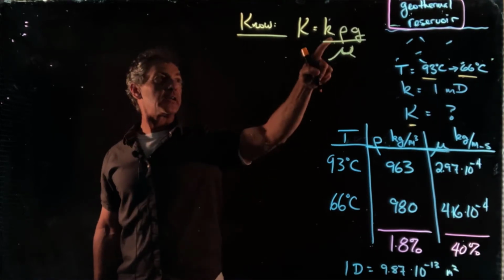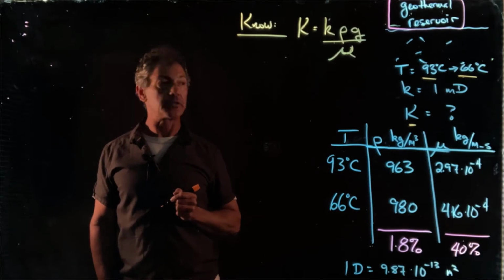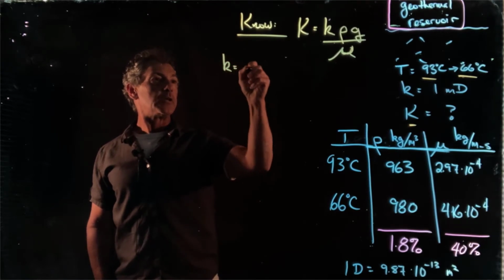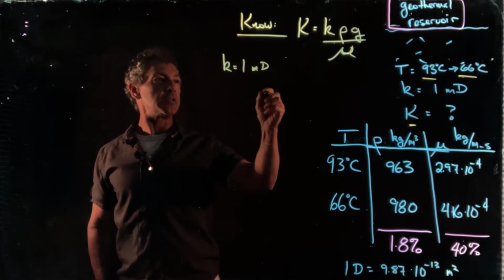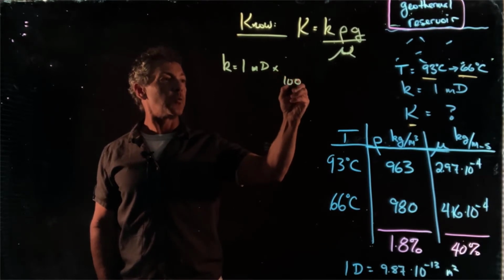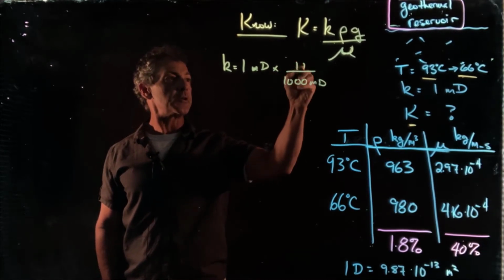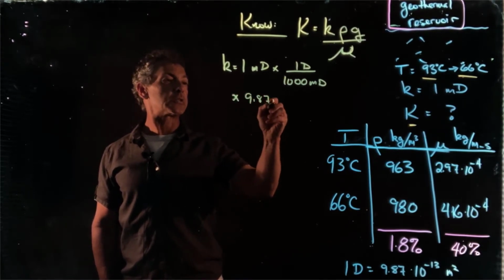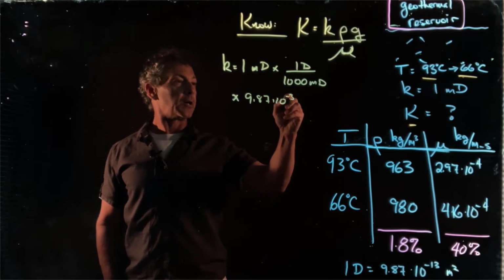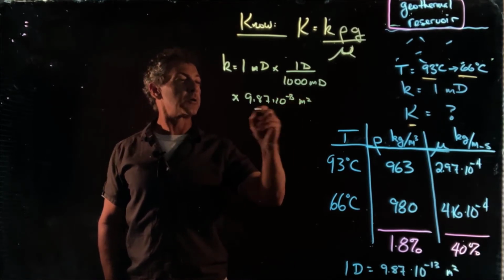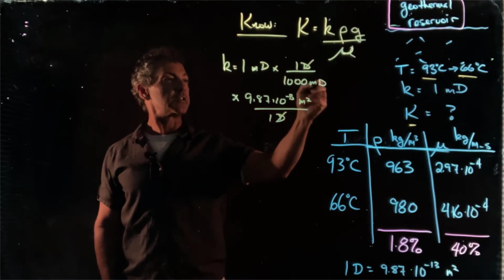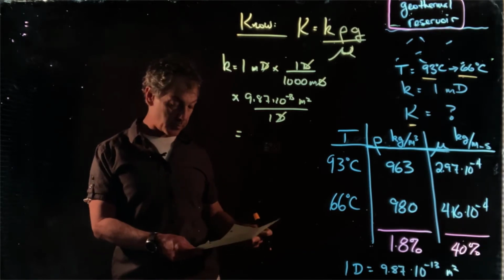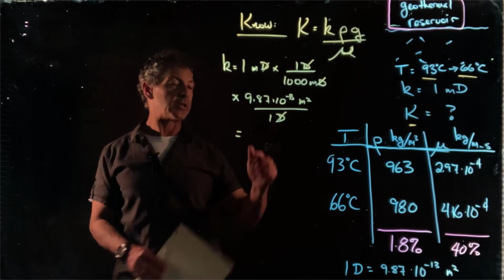So let's go ahead and convert our units of intrinsic permeability from millidarcies. We have 1 millidarcy times, there's obviously 1,000 millidarcies in 1 darcy, and we multiply times 9.87 times 10 to the minus 13th meters squared per 1 darcy. So these darcies cancel out and the millidarcies cancel out, and we end up with an intrinsic permeability of about 10 to the minus 15th meters squared.